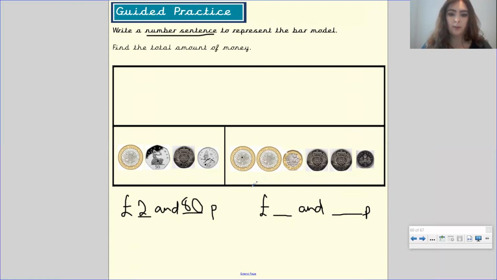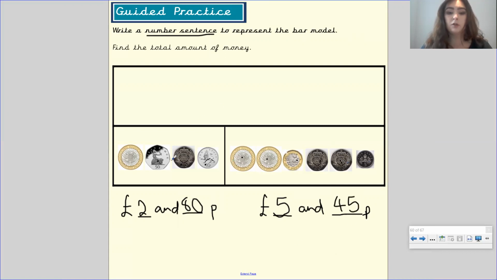Okay, so we've got £2, add £2, add £1. So 2 add 2 is 4, add the 1 gives us 5. So we've got £5. And then we've got 20, 20 and 5. So 20 pence, add 20 pence is 40, add the 5 gives us 45 pence.